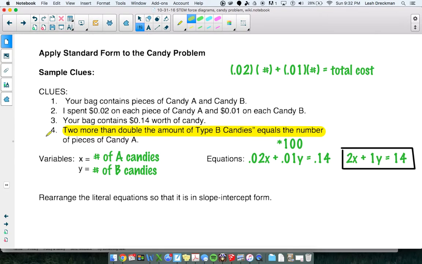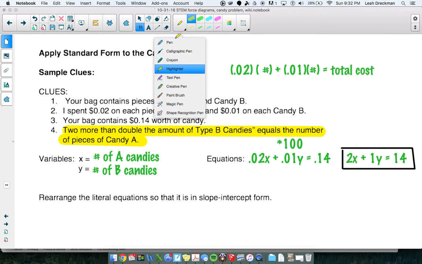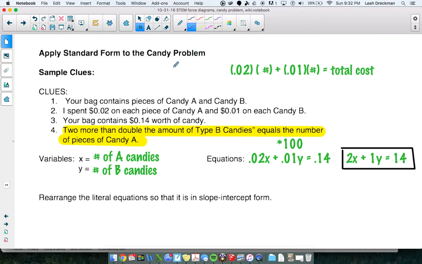All right, now this last kind of goofy looking sentence is going to help us produce our second equation. Okay, and so as you read this, you can pretty much translate each of these words into symbols. So 2 more than double B. Well, 2 more then would indicate to me that I'm adding 2 more than double the number of B. And if I do that, it says it will equal the number of A candies. So this is what I'm working with.